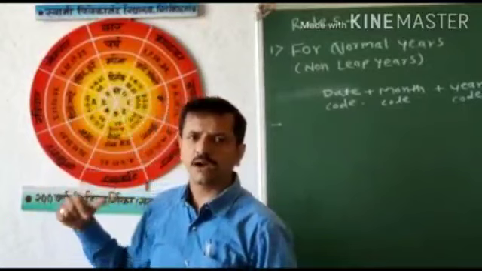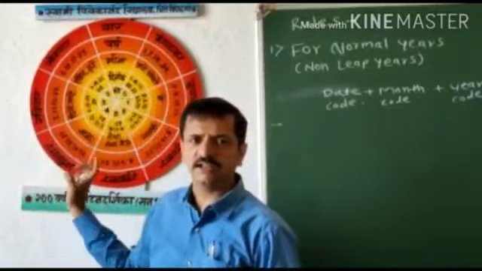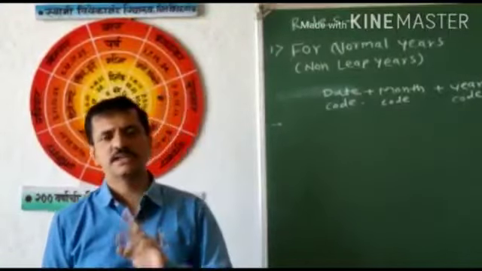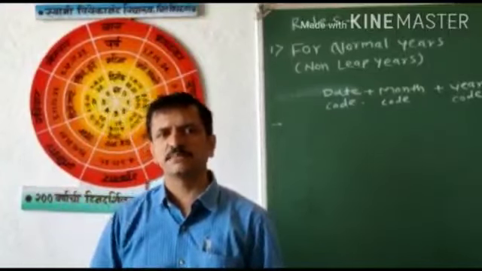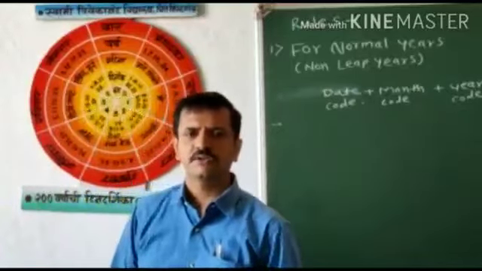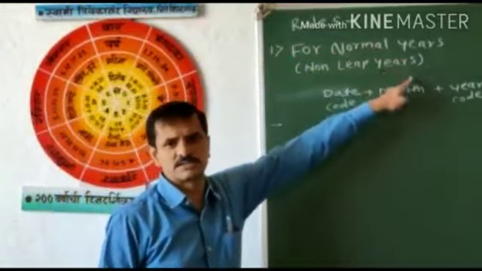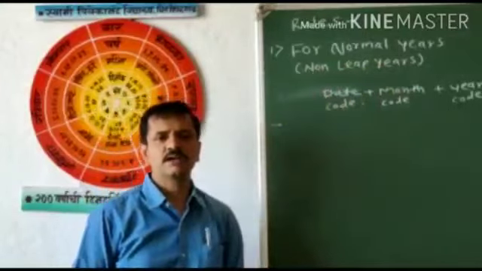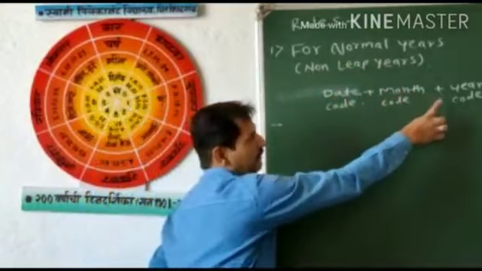Now we look how this calendar is used. Using this calendar we can find date between 200 years. So first there are some non-leap years, leap years, and some years which are divisible by 28. There are some rules. First we have to see the rules for normal years, that means for non-leap years. What is the rule? Rule is date code plus month code plus year code.